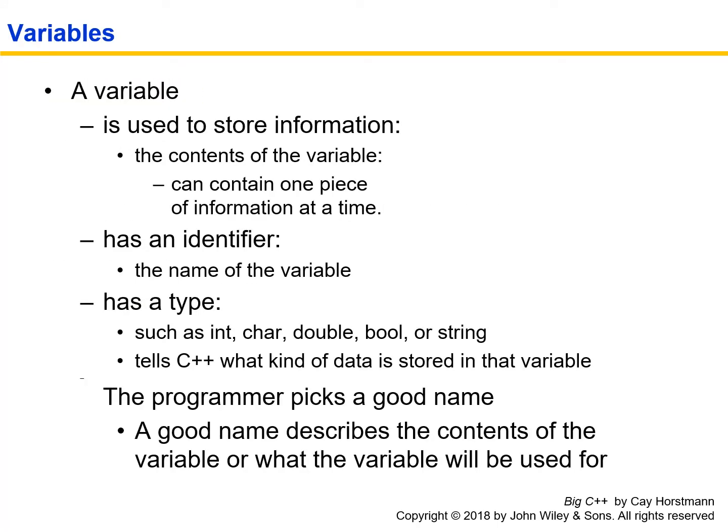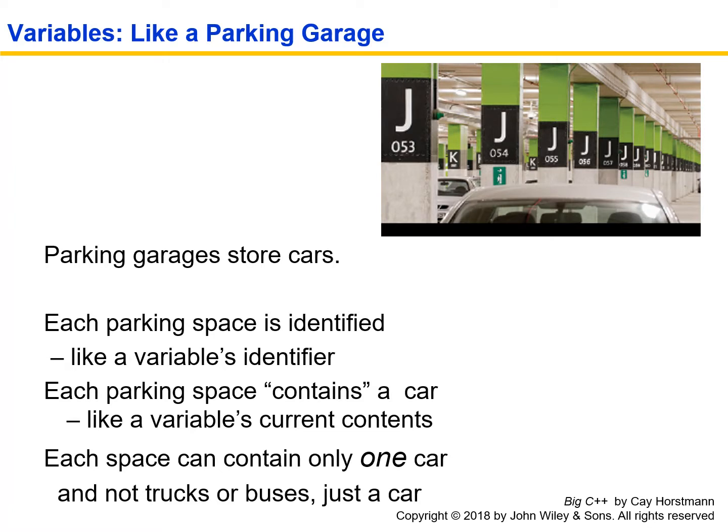First, we're going to talk about variables. A variable is used to store information. Each variable, until we get to arrays and structs and such, can contain one piece of information at a time. The book likes to use the analogy of a parking garage in that each parking space can hold one car at a time.